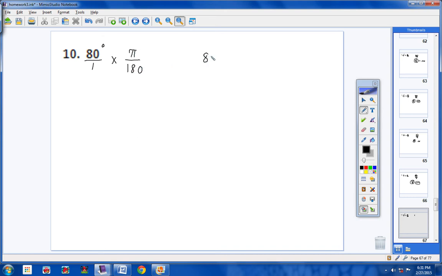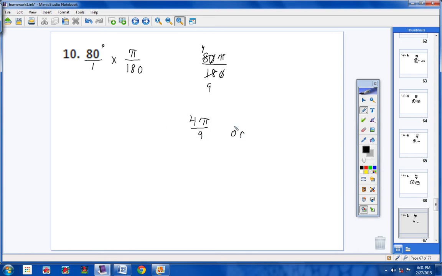Go ahead and multiply. 80 times pi is 80 pi. 1 times 180 is 180. Cross off the zeros. 2 would go into both these. 2 would go into 8 4 times. 2 would go into 18 9 times. So 4 pi over 9. Okay? So 80 degrees in radians is 4 pi over 9. And that's in terms of pi.